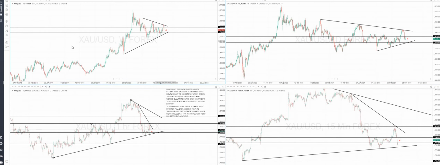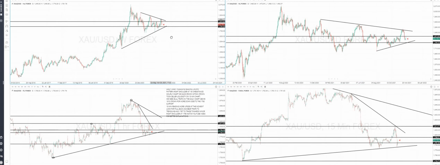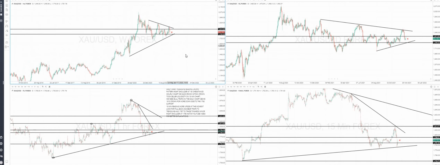So on gold, right, we sold off. In the beginning of the week, we had this strong sell-off, right? We had that bull trap above that trend line. We had this strong sell-off, right?